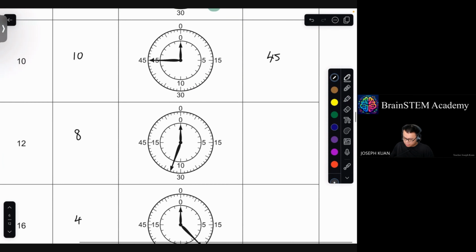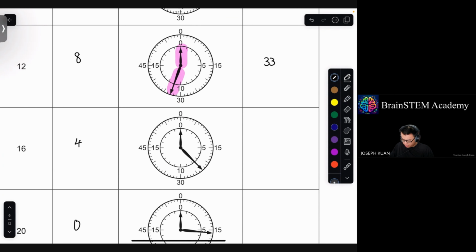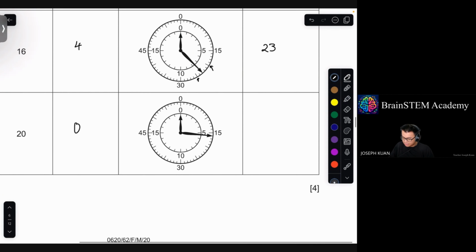For the third question, 0 minutes. And then this one is 33 seconds. And then the next question, that would be 23 seconds. And then the last question will be 16 seconds.